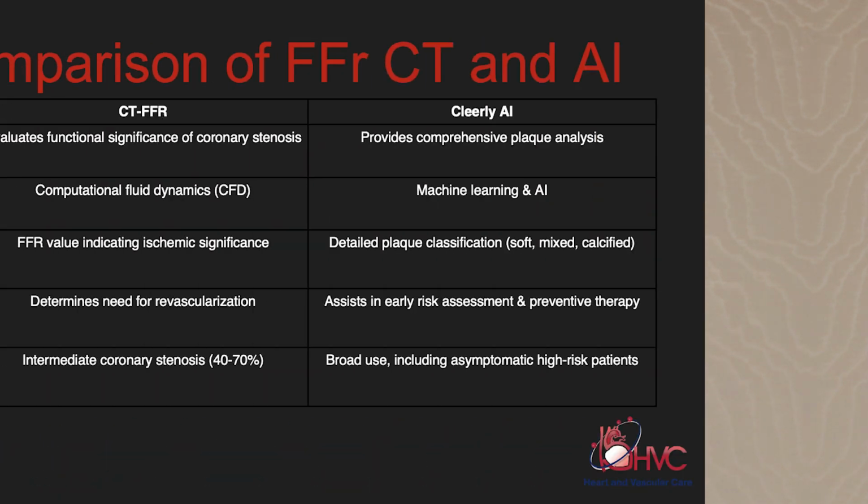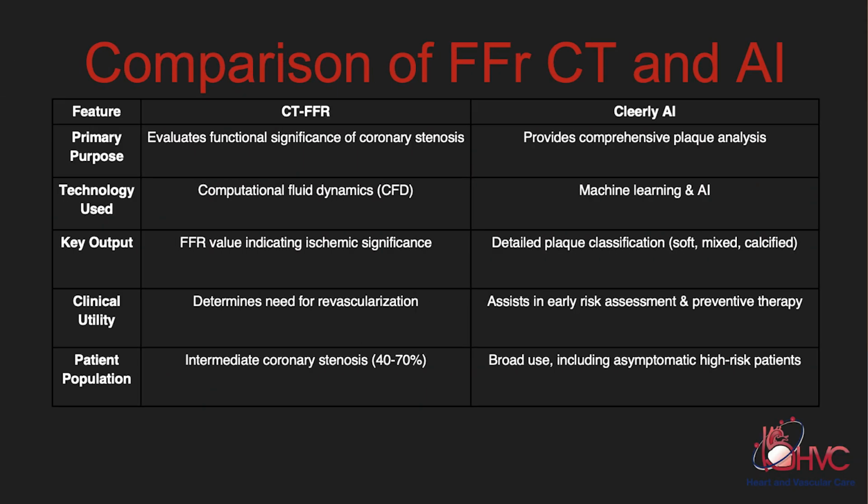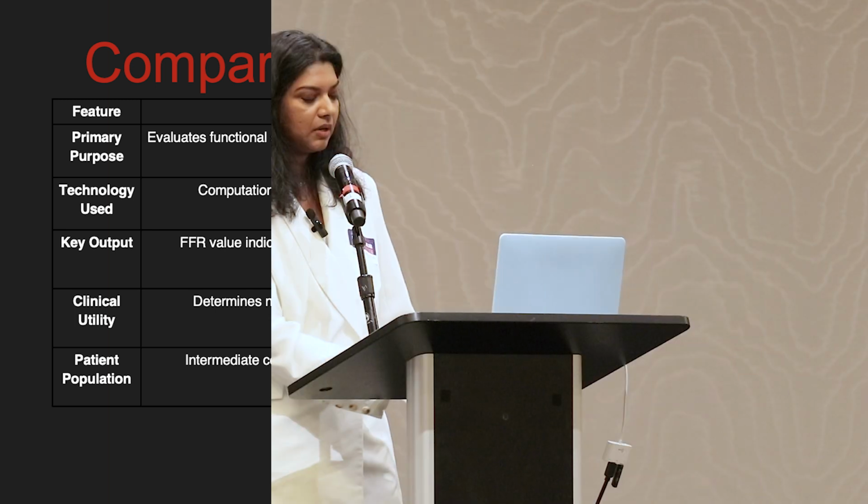So this is just comparing CT FFR with Clearly. I think HeartFlow is something that we use typically in the hospitals, but Clearly is basically machine learning, and it gives you more detailed plaque. Again, what type of plaque is it, where is it, how much is it, and it can also aid in preventing, because you actually can do this in asymptomatic patients who just want to know, what's my risk?